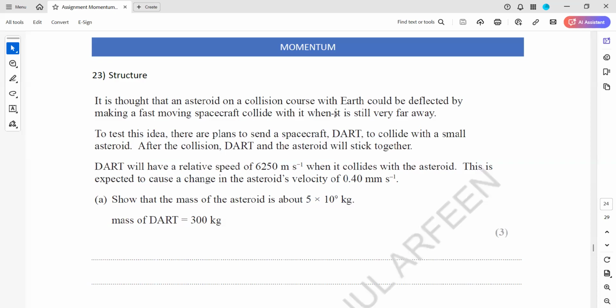The DART will have a relative speed of 6,250 meters per second when it collides with the asteroid. This is expected to cause a change in asteroid velocity of 0.4 millimeter per second. So that is a change in the asteroid velocity because of the collision. Show that the mass of asteroid is about 5 × 10^9 kilograms and the mass of the DART is only 300 kg.